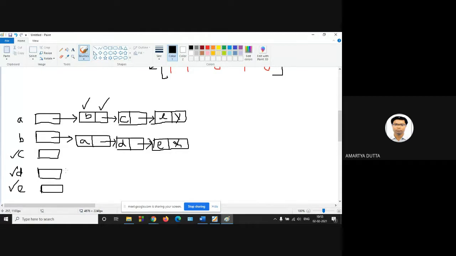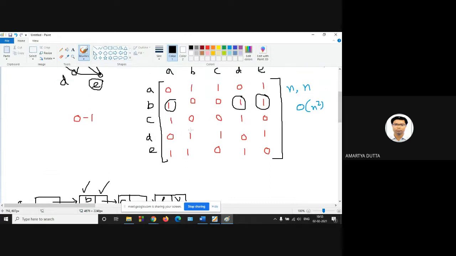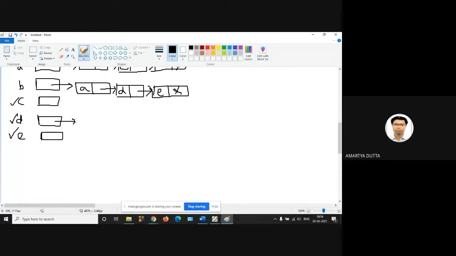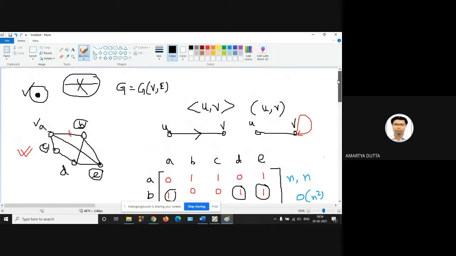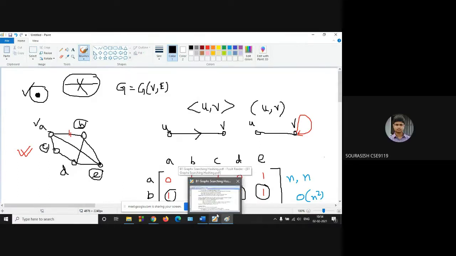So what is the connection for D? For D, B, C, and E. So you can write this, the data part first, B, C, and E. So this is the connection from D. Okay. Any queries up to this? No, sir.